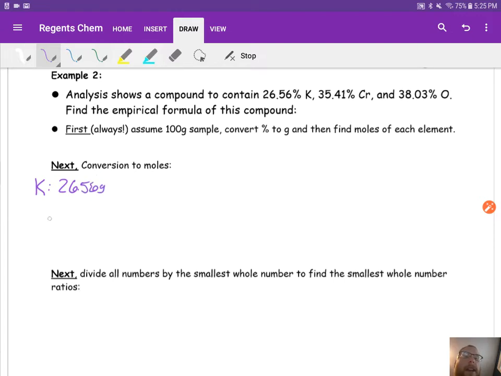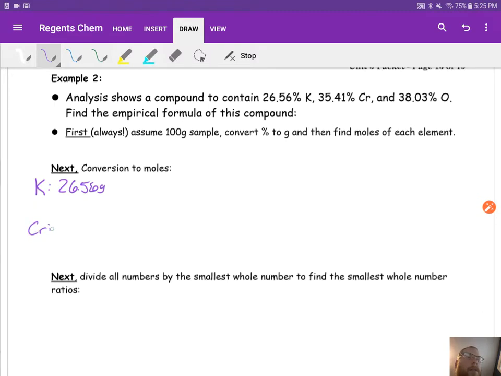26.56 grams of potassium. Chromium, we've got 35.41 grams. And oxygen, we have 38.03 grams. So convert to moles, right? We can't compare grams. It's comparing apples and oranges. We want to compare apples to apples or oranges to oranges or kiwi to kiwi, whatever. So divide by the molar mass.